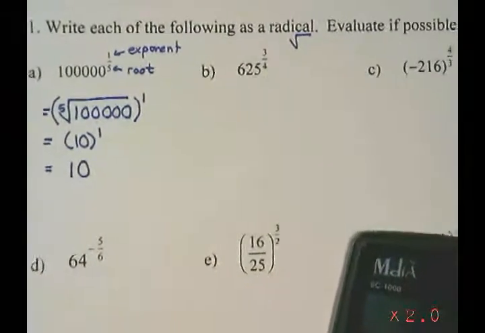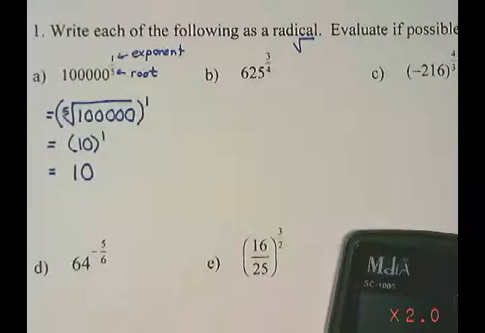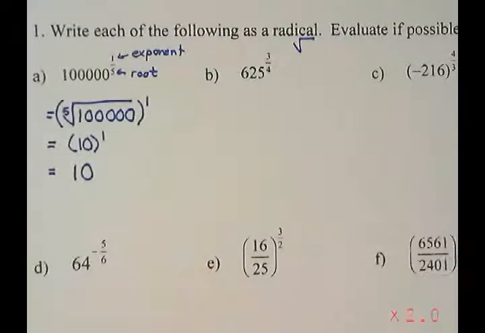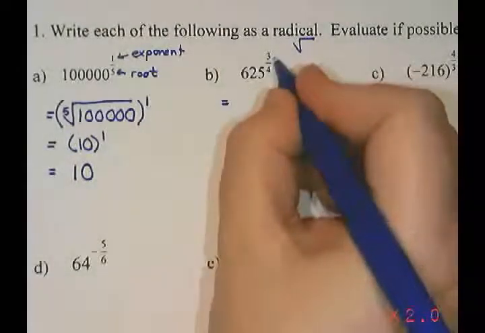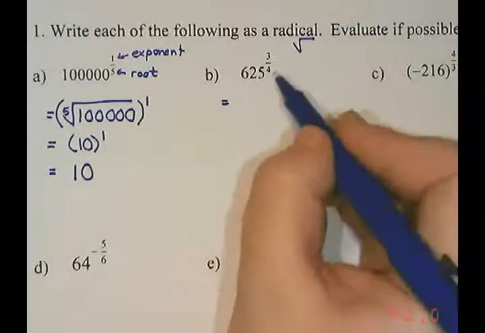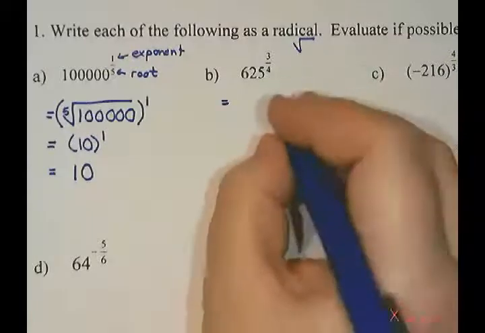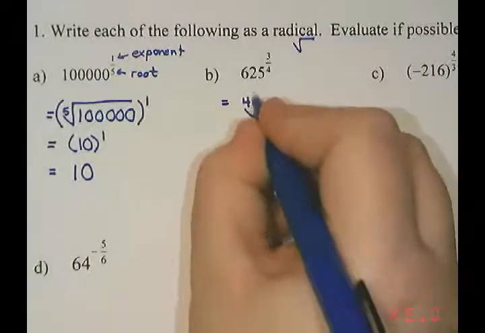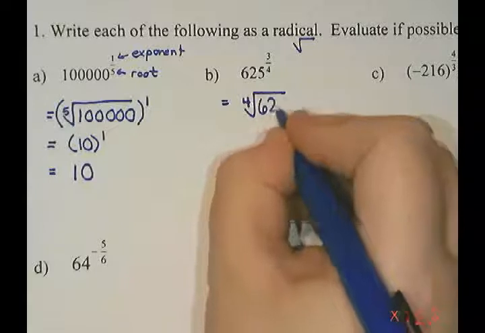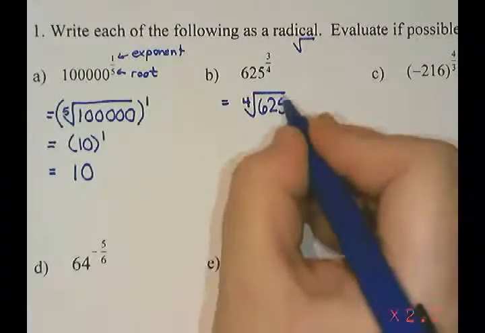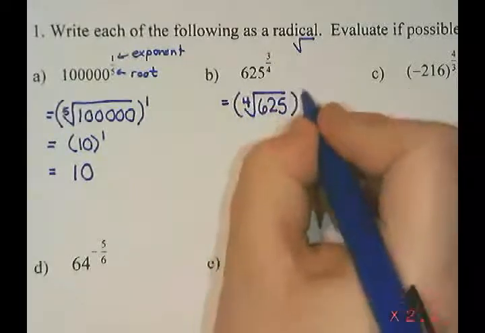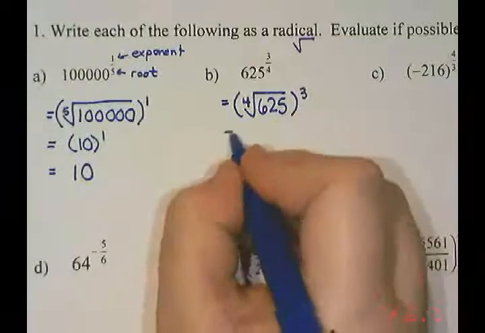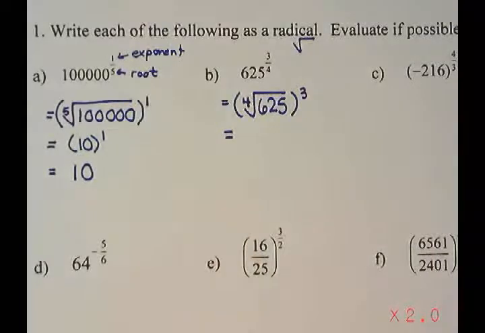Now the next one, I have 625 to the power of 3/4. The number on the top is our regular exponent. The number on the bottom is our root. So this is the 4th root of 625 to the power of 3. I could put the 3 under the root with the 625, but I prefer to do it outside, and it doesn't really make a difference. So the 4th root of 625.